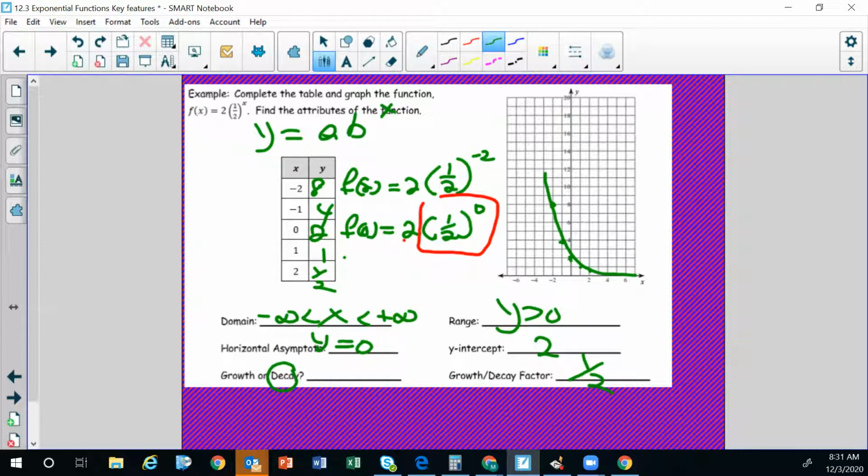So we're going to write the equation for this. We know x is going to be the same. That's the exponent. Now, b is my growth factor, right? So what is my growth factor? So b is going to be 1/2. a is my y-intercept. So a is 2, right? So my equation is going to be y is equal to 2 times (1/2) to the power of x. So that's how you write the equation.